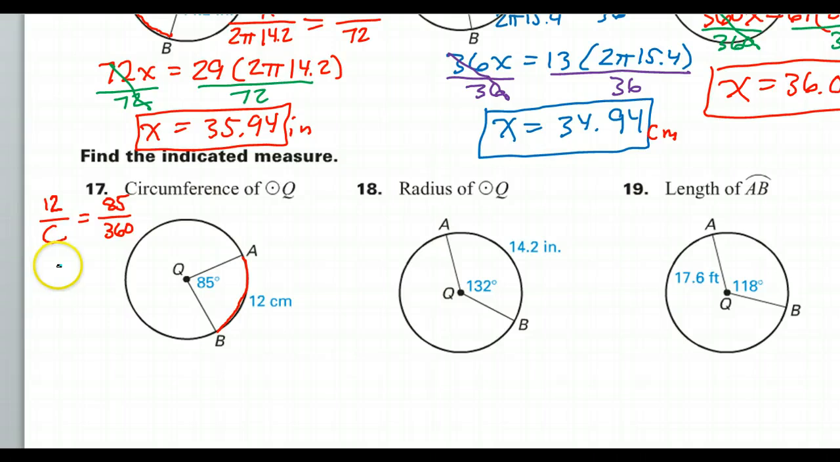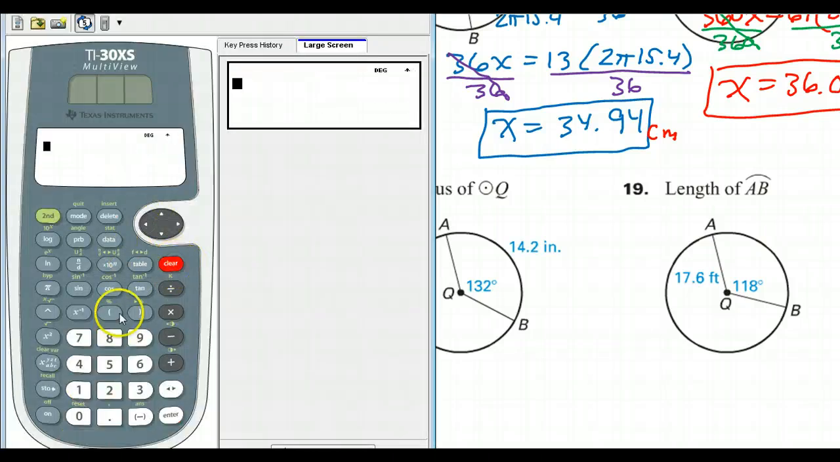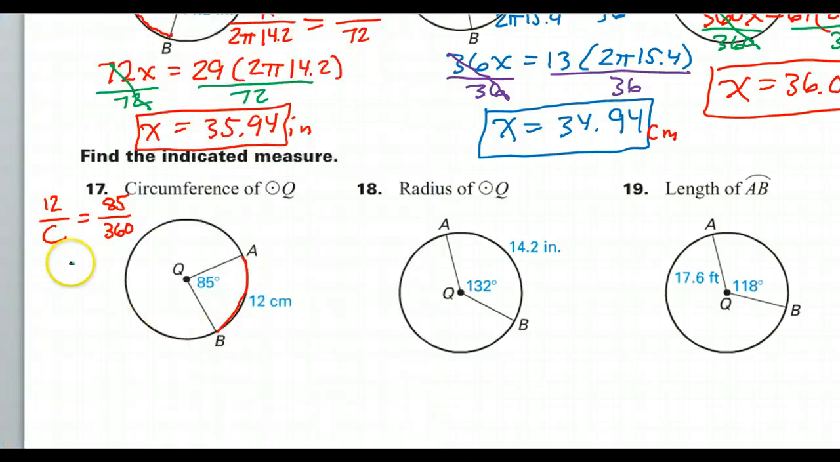Part over whole degrees and part over whole length. The whole length is the circumference. Do not use x for the circumference. Use c. Otherwise, you're going to forget what you have, because sometimes we're finding the radius and then we have to plug that back in. Sometimes it's the arc length, but this time it's the circumference, so please use c. It will help you keep track of what you're doing. Let's see if 85 over 360 will reduce. Of course it will: 17 over 72. Let's use those smaller numbers. So 12 over c equals 17 over 72.